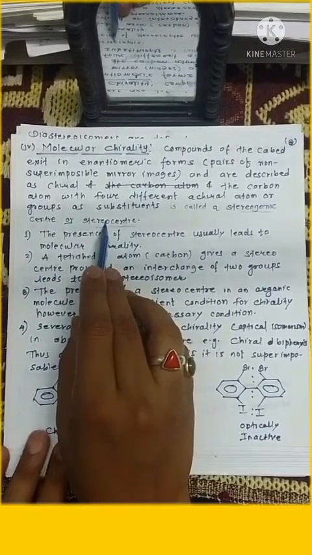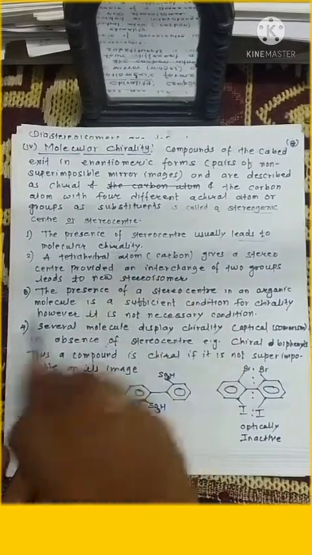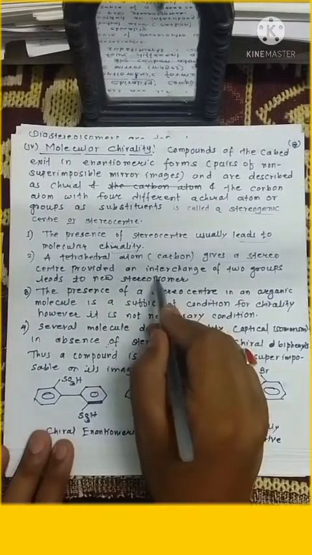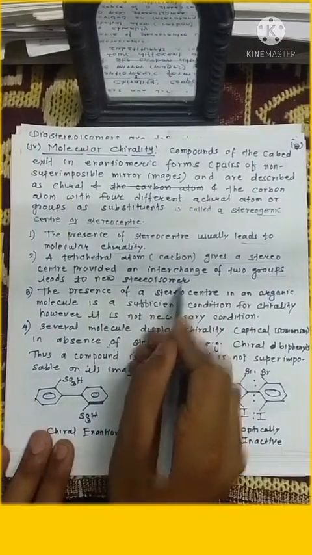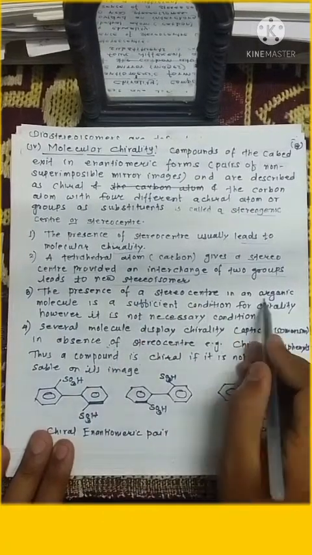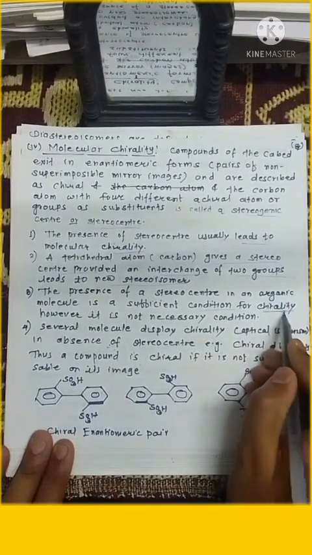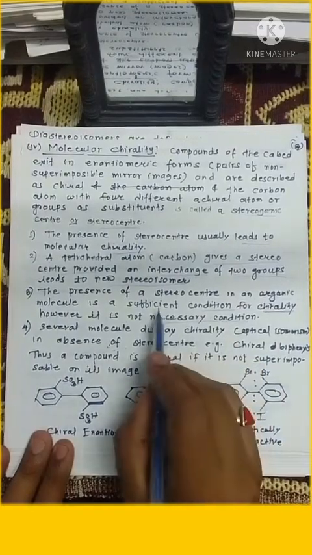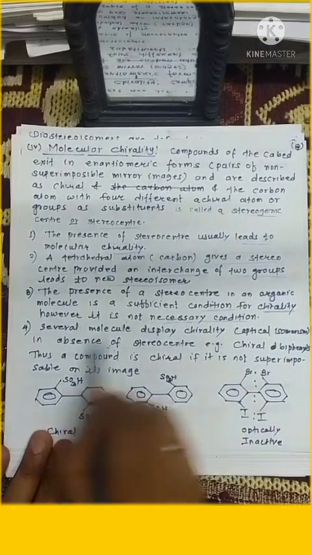So the first condition for a chiral molecule is the presence of a stereocenter, which usually leads to molecular chirality. A tetrahedral atom, that is carbon, gives a stereocenter provided interchange of two groups leads to a new stereoisomer. The presence of a stereocenter in an organic molecule is a sufficient condition for chirality. It is important to note that it is not a necessary condition. It is a sufficient condition, it is not a necessary condition.